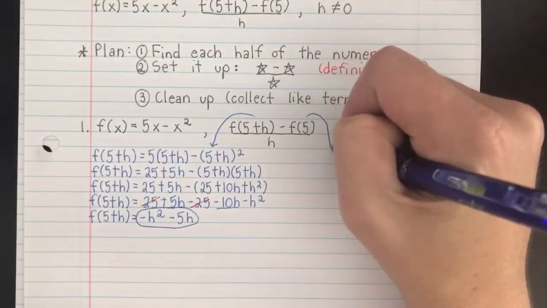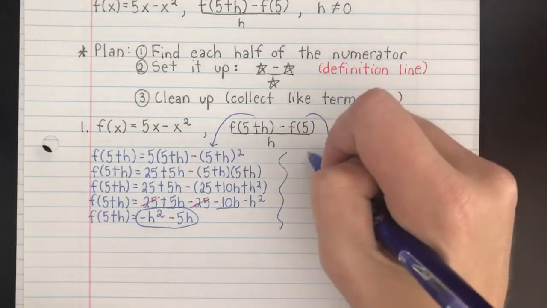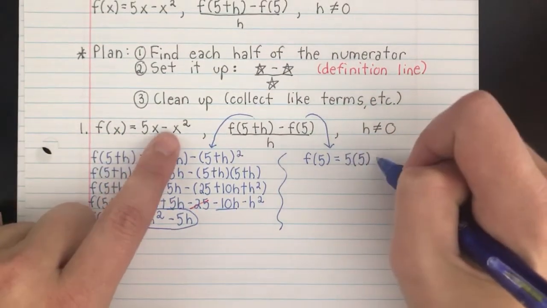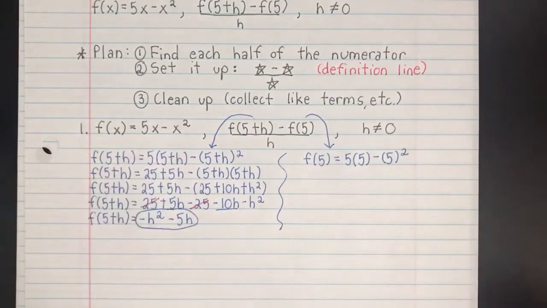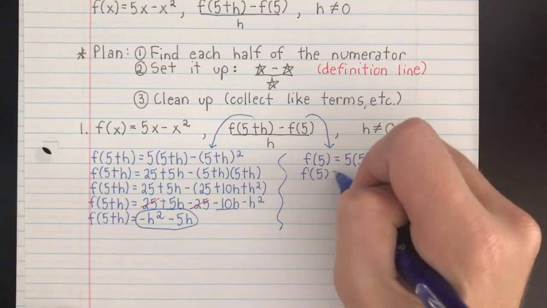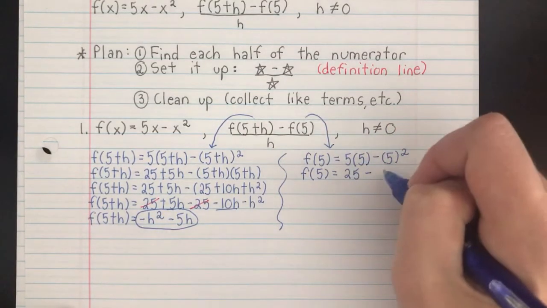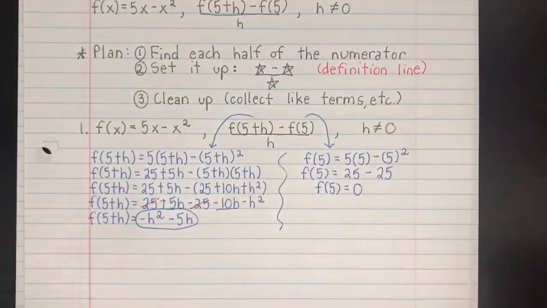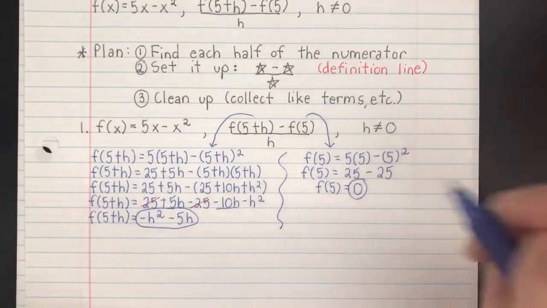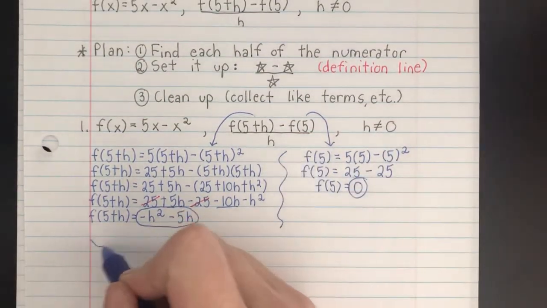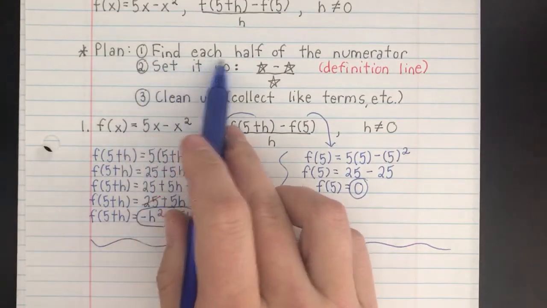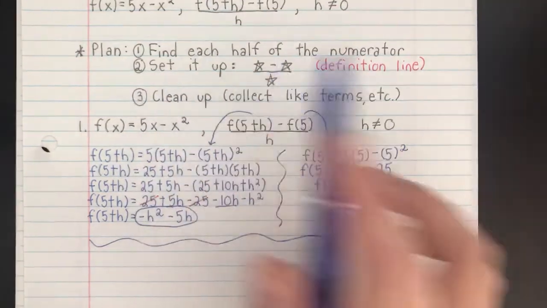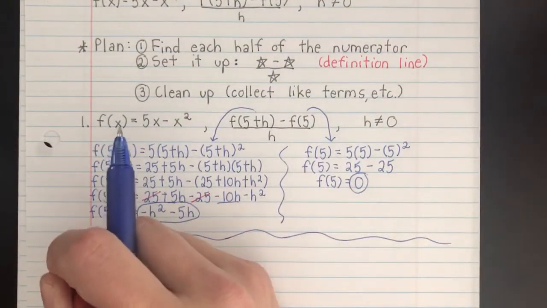Now I need to come over here and find f of 5. So f of 5 equals 5 times 5 minus 5 squared. So f of 5 equals 25 minus 5 squared, which is also 25. So f of 5 equals 0. So 0 is what I'm going to plug in right here. All right, so I have done step 1. I have found each half of the numerator. I know what f of 5 plus h is. I know what f of 5 is. Now I'm going to set it up.